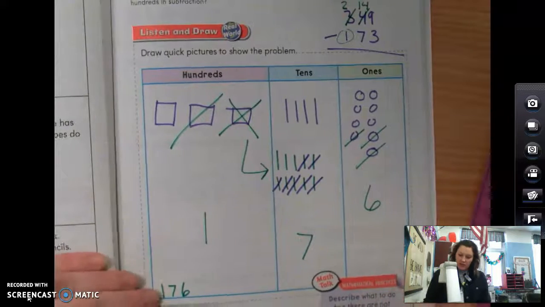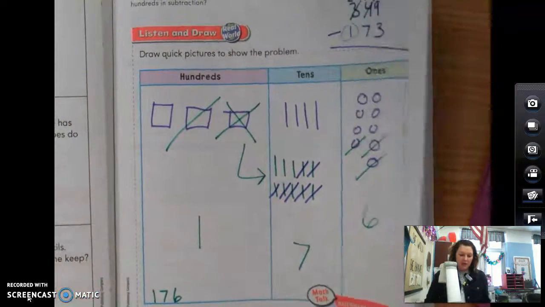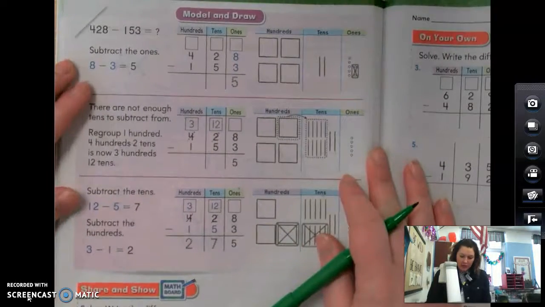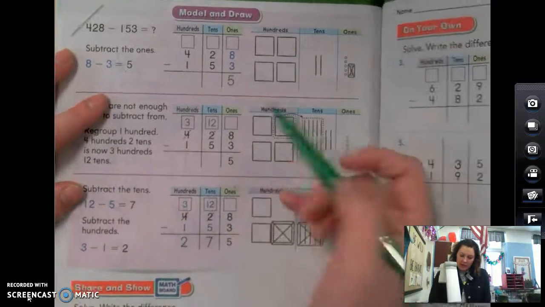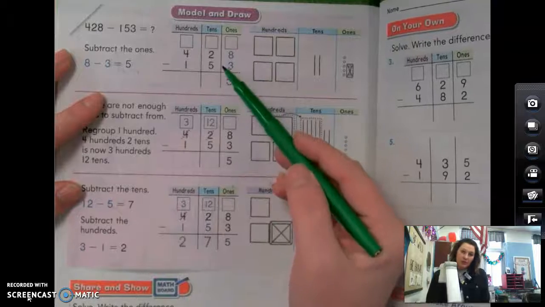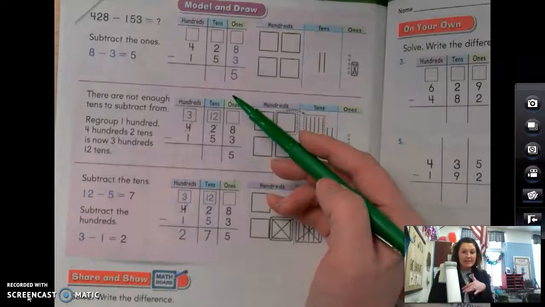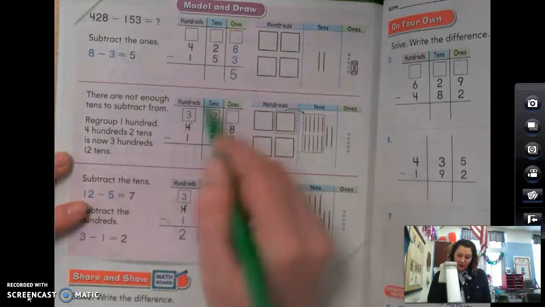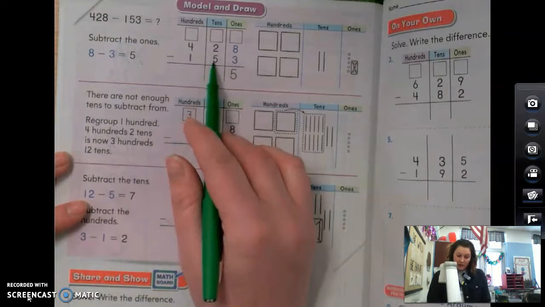176. Okay, so that's what we're doing today, only without the picture. I think you guys will be just fine. So in our purple box, the friend, 428 minus 153. I can go into my ones, 8 minus 3. There's more on top, so there's no need to stop. 8 minus 3 is 5.